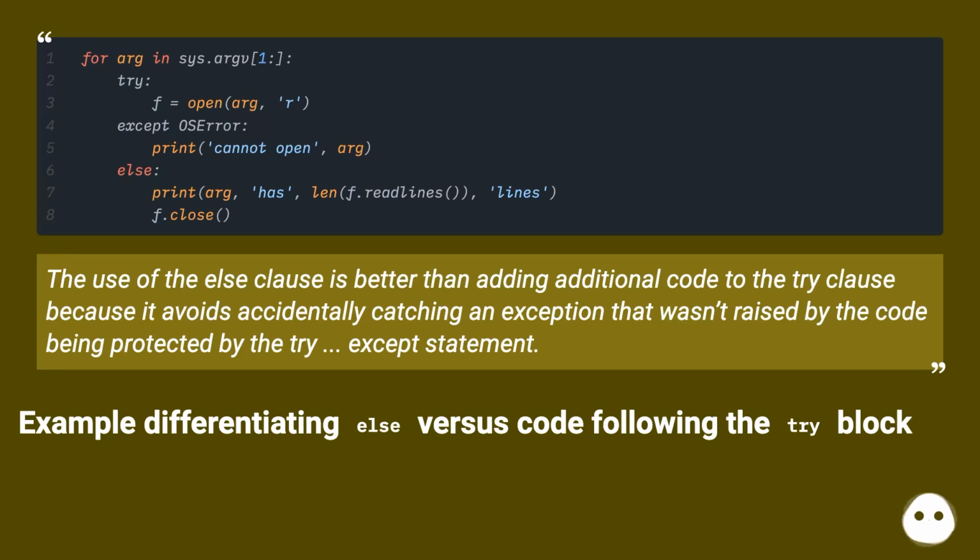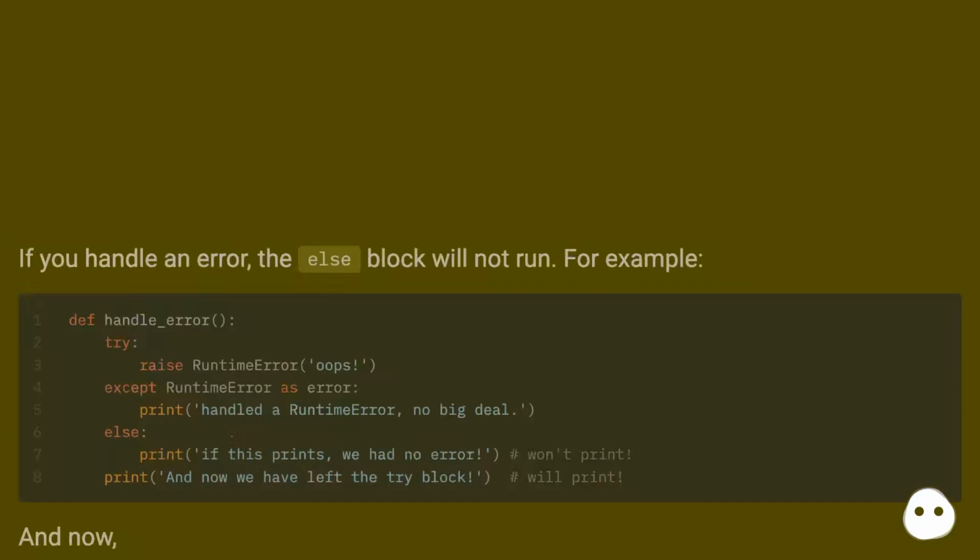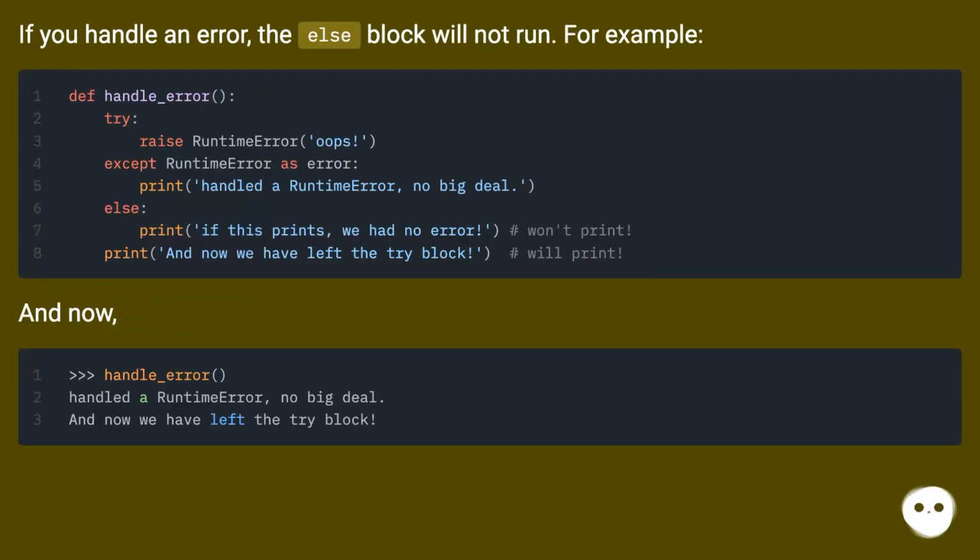Example: differentiating else versus code following the try block. If you handle an error, the else block will not run. For example, and now.